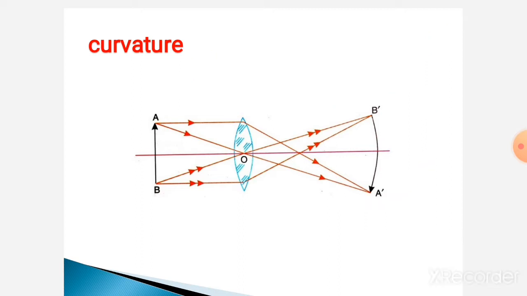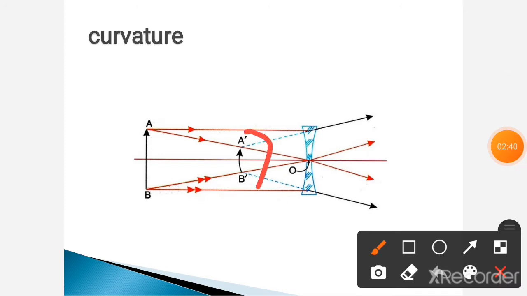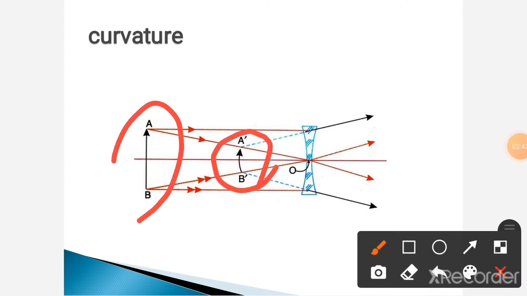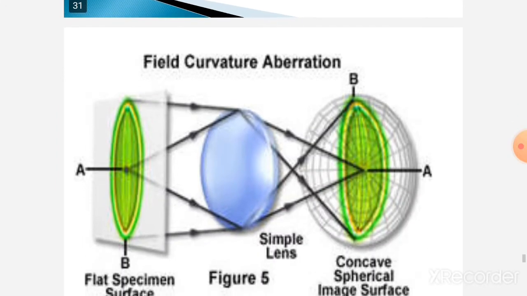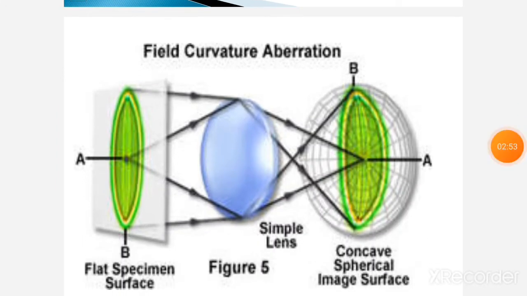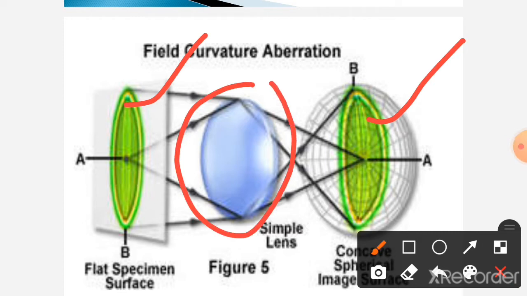Here it is a convex lens. In the case of a concave lens also we get the image on a curved surface. Even though the object is flat, we get the image on a curved surface. This defect is known as curvature. Like this, it is a flat surface, and the image is a curved surface. This effect is due to the lens. So it is one of the monochromatic aberrations, that is curvature aberration.